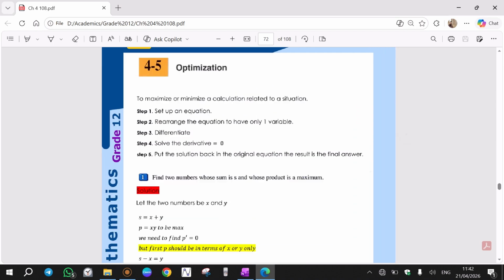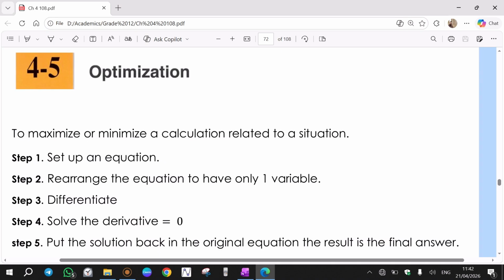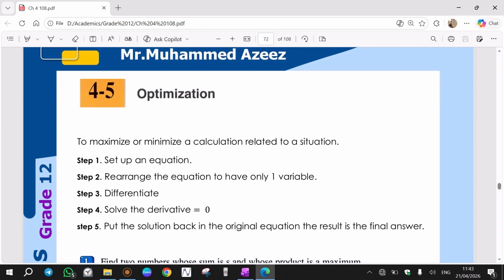Let's begin. Optimization is about finding maximum or minimum. In chapter 4 section 1 we already learned how to find maximum and minimum. You just do derivative equal to 0, find critical, and then this critical is either maximum or minimum. But here in this section we don't work on functions, we work on area, volume, and things like this.